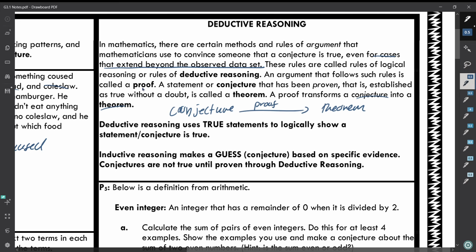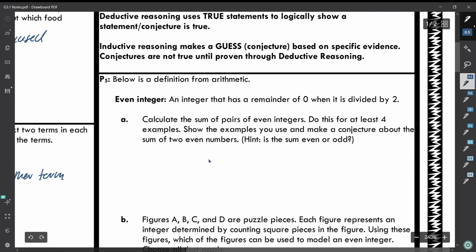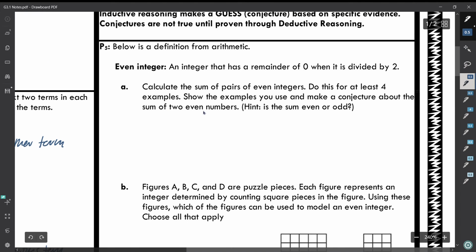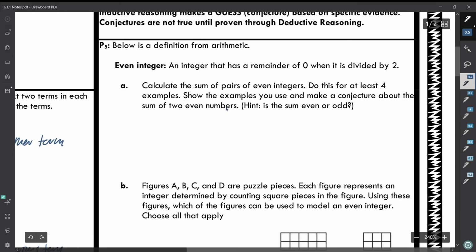Those are the type of statements that you'll use to show that a new conjecture turns out to be a theorem, to be true. Okay. Number 5. Below is a definition from arithmetic. An integer has a remainder of 0 when it is divided by 2. So this is where we come in with definitions. Definitions are very much a part of our deductive reasoning. Definitions and theorems are what we use to show a new statement is true.